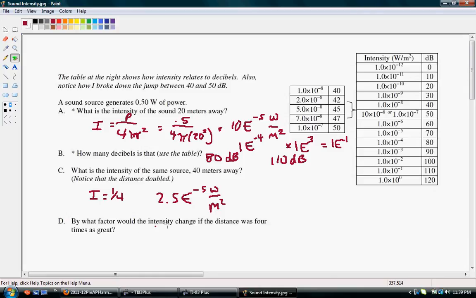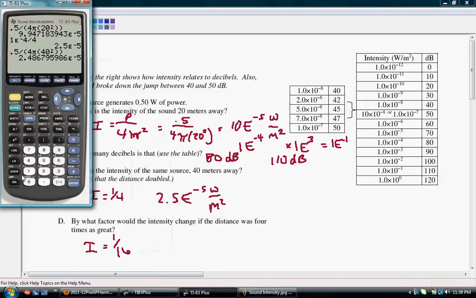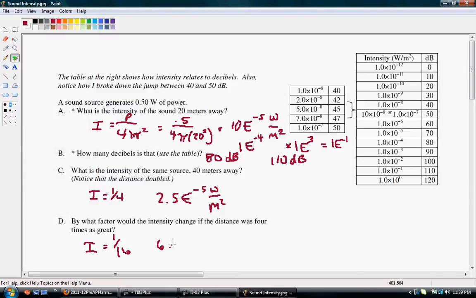By what factor would the intensity change if the distance was 4 times as great? Well, if the distance was 4 times greater, then it would be 1/16 of its original. So you could take the 1e to the negative fourth, divide by 16. You get 6.25 e to the negative 6.